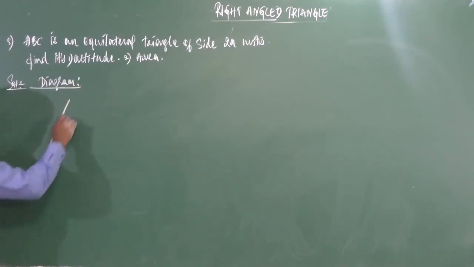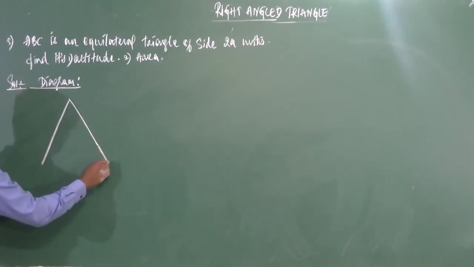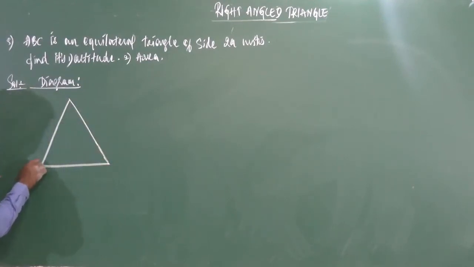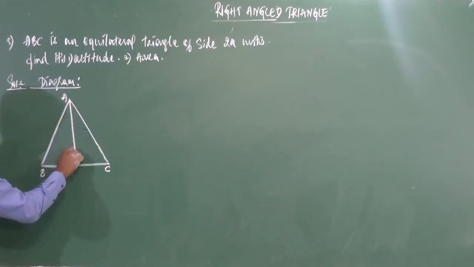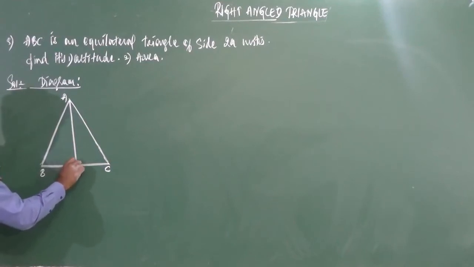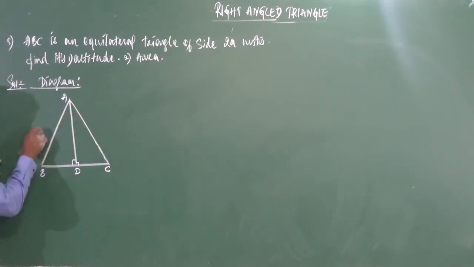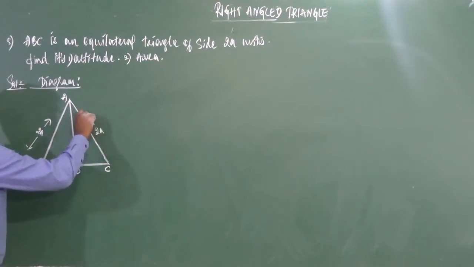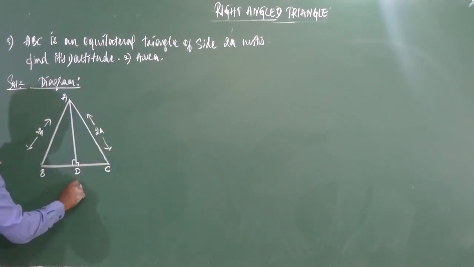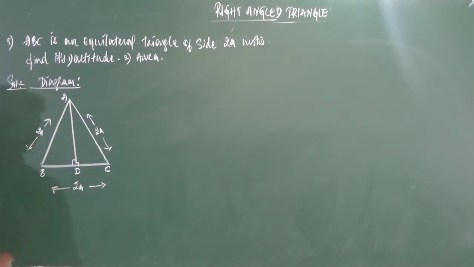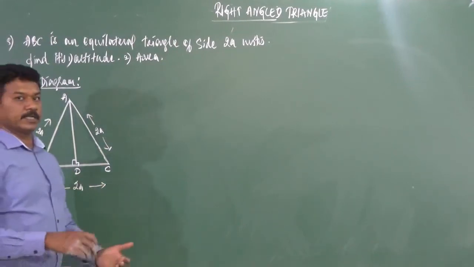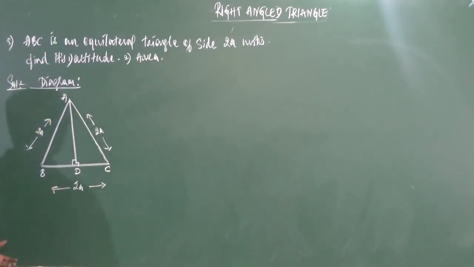So this is an equilateral triangle. Let us take it as triangle ABC and let us draw AD perpendicular to BC. Right. So ABC is an equilateral triangle of side 2A units. So this side is 2A units, this side is 2A units, and this side is also 2A units. In the last session when we solved this problem, it was taken as A units. Here it is given as 2A units. So the problem becomes still more simple.